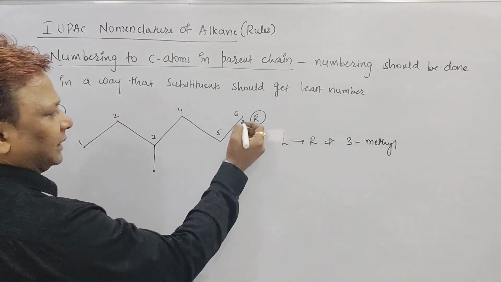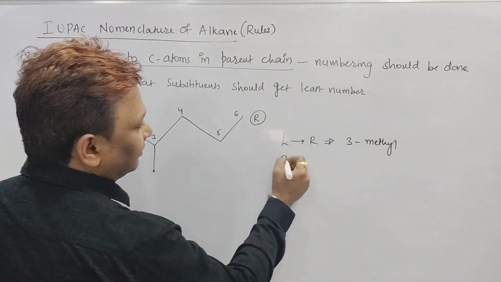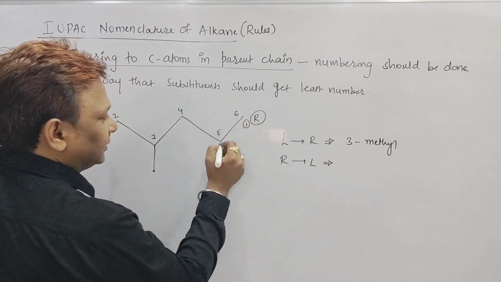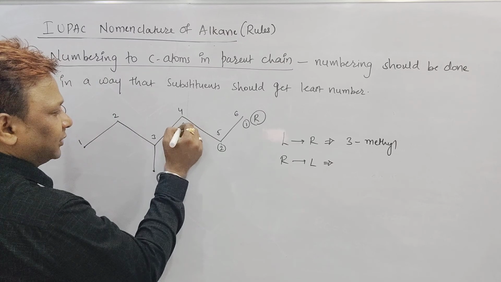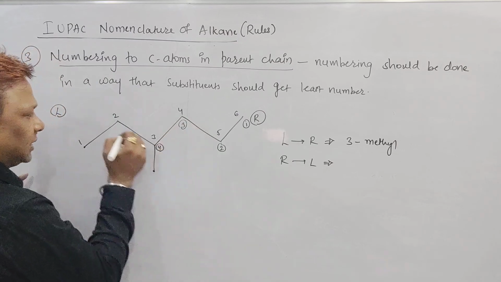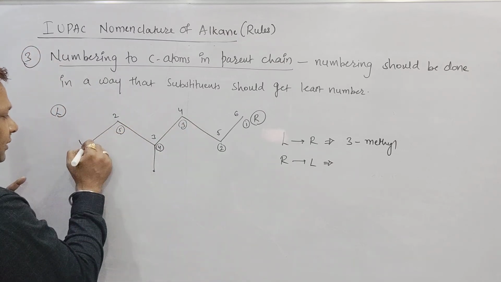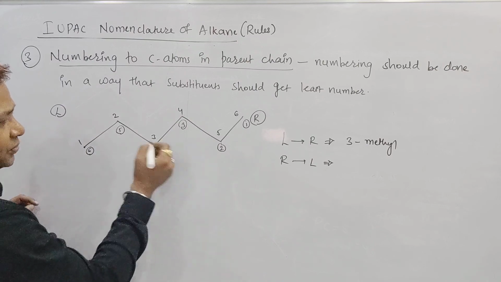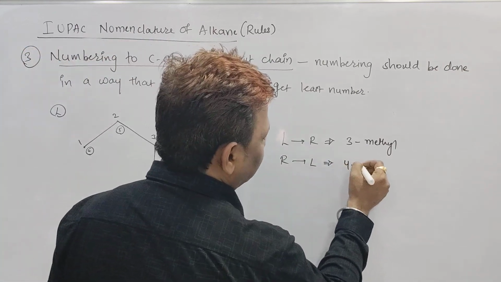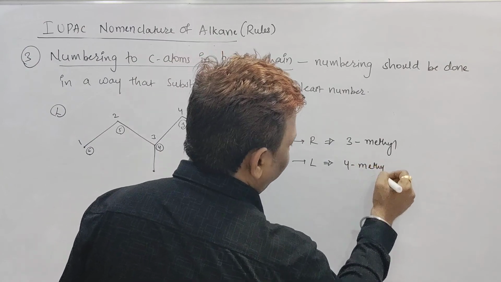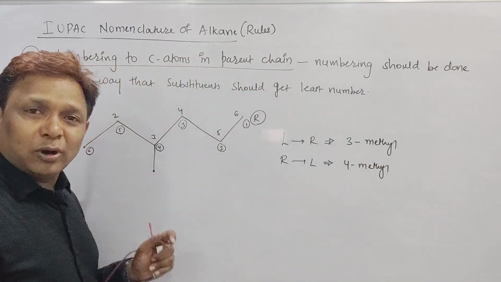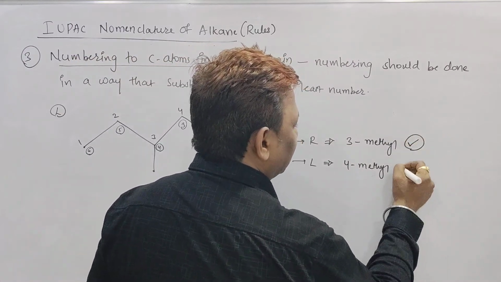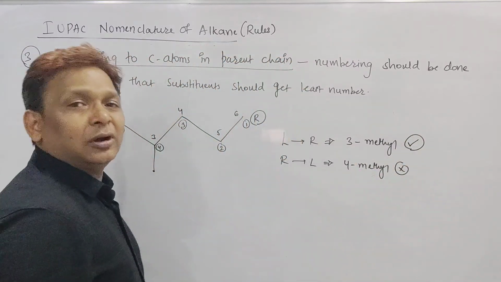Now I want to do numbering from right to left. Beta, right to left. This is the first carbon, this is the second carbon, third carbon, fourth carbon, fifth carbon, and sixth carbon. See beta, now my substituent, this methyl group, is coming on the fourth carbon. So I should say this is 4-methyl. Do you know, according to the rule, which one is correct? Numbering from left to right is correct, but numbering from right to left is not correct.